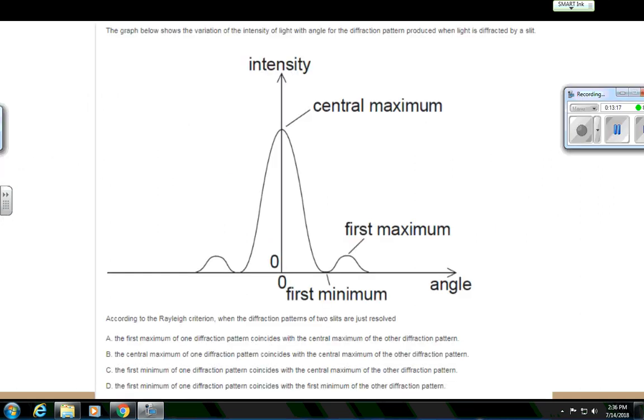Okay, here's another IB question for you. Hit pause, take a look at it, give yourself 90 seconds, see if you can solve it. It basically is dealing with the Rayleigh criterion that we talked about. All right, going for the answer here. Notice that the definition of the Rayleigh criterion is where the first minimum of one diffraction pattern coincides with the central maximum of the other diffraction pattern, or C. That is correct.